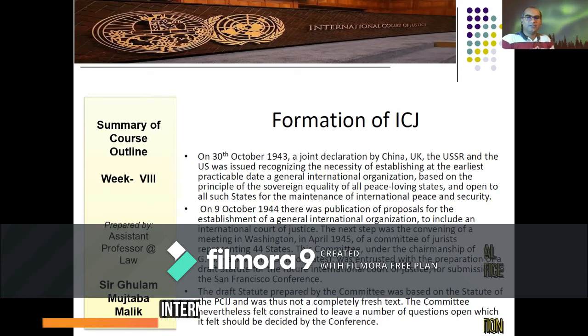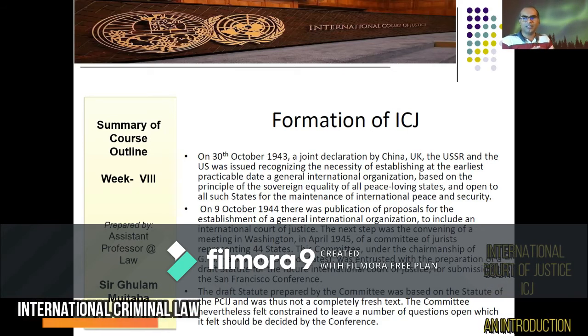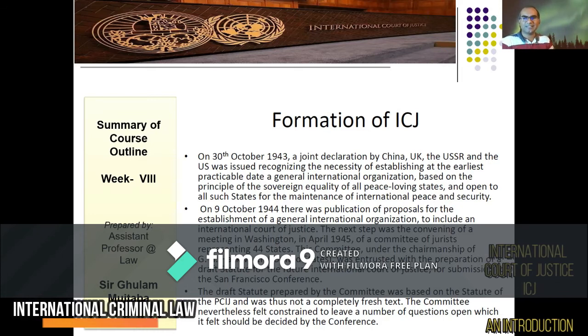Thereafter, on 9th October 1944, there was a publication of the proposals for the establishment of a General International Organization, to include an International Court of Justice. The next step was the convening of a meeting in Washington in April 1945 of a Committee of Jurists representing 44 states. This committee, under the chairmanship of Hackworth of the United States, was entrusted with the preparation of a draft statute for the future International Court of Justice for submission to the San Francisco Conference.